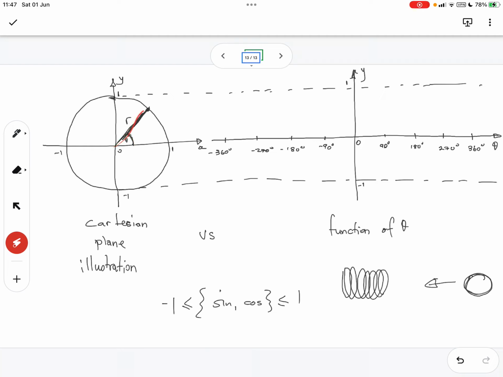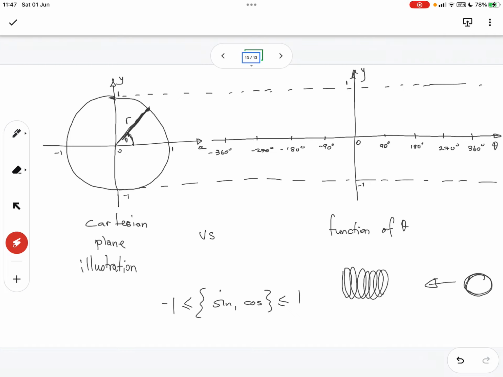But when this theta increases, here it's between 0 degrees and 90 degrees. And as it increases, it goes from 90 degrees to 180 degrees. So that means we're going in this direction on our function. But on our xy plane, we're just going in a circle. We just shifted quadrant.